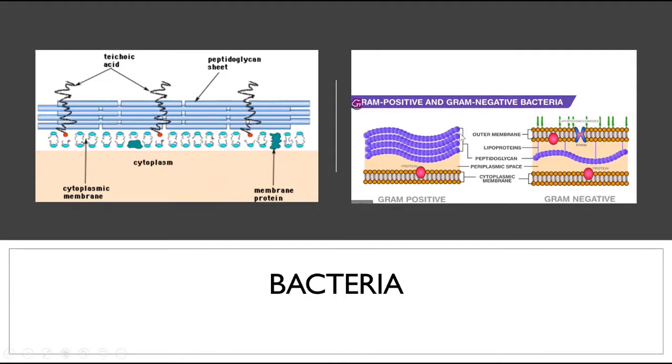This is just an example of two different types of bacteria, which may be useful for knowledge. Like this, you can see that one has a thick peptidoglycan layer and another has a thin peptidoglycan layer. One is called gram positive and one is called gram negative, and they behave differently. We will learn about that in due course of time.